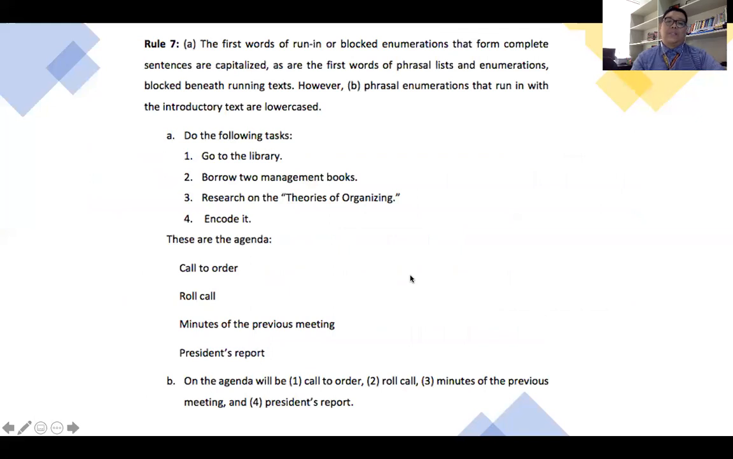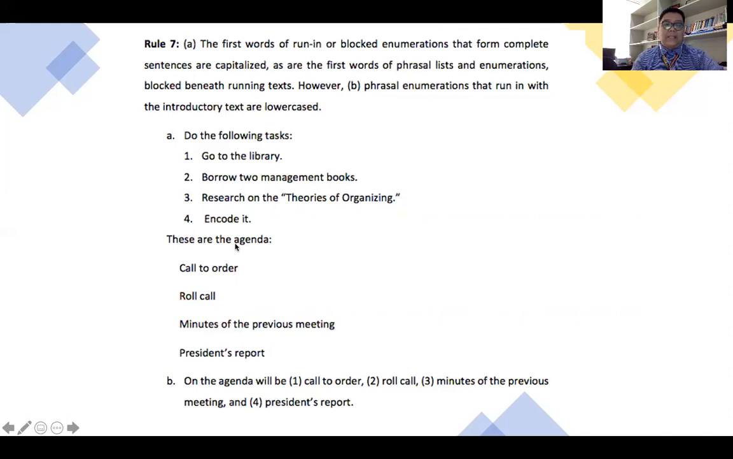Okay? Rule number 7. The first words of run-in or block enumerations that form complete sentences are capitalized, as are the first words of phrasal lists and enumerations blocked beneath running text. However, phrasal enumerations that run in with the introductory text are lowercase. For example, we have here, do the following tasks. Okay? If you notice, it's like that. But we can actually get rid of the period here.